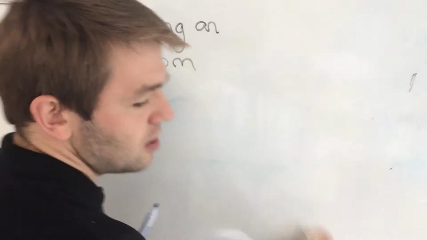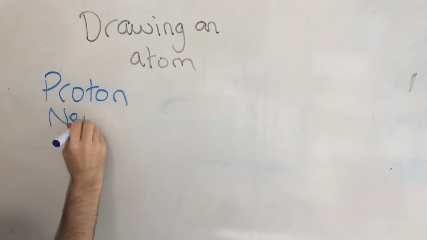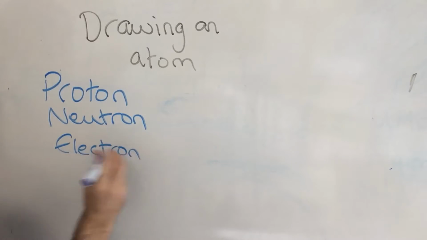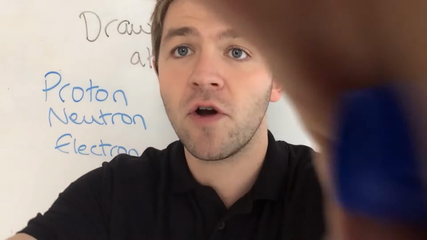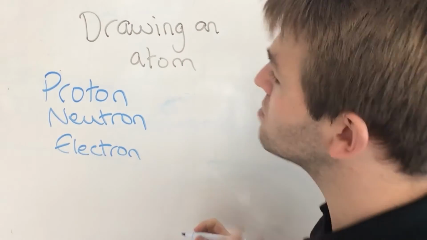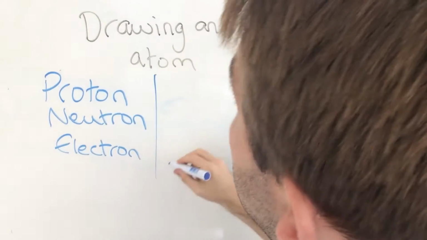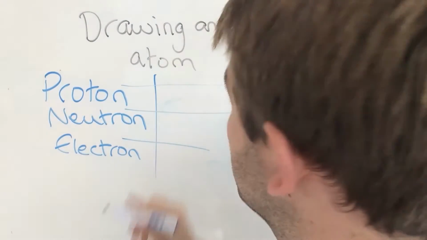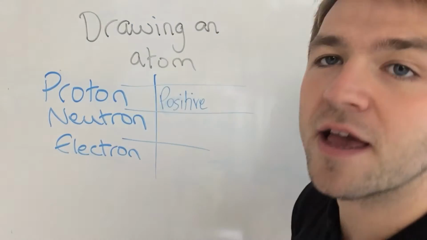And there are 3 parts to an atom. I have its proton, I have its neutron, and I have its electron. Some things you need to know about all of those is that the proton is going to be the positive part. This is the positive part of the atom.